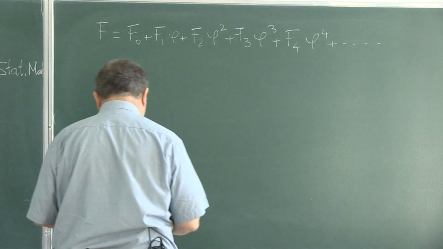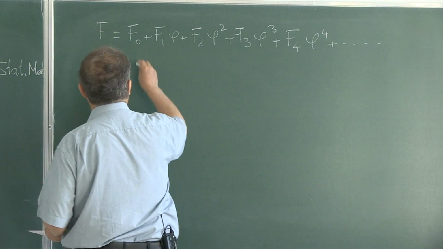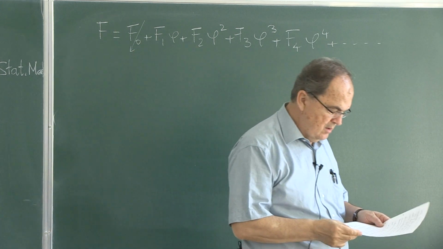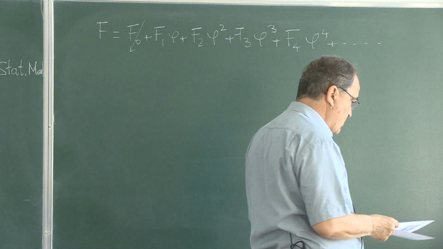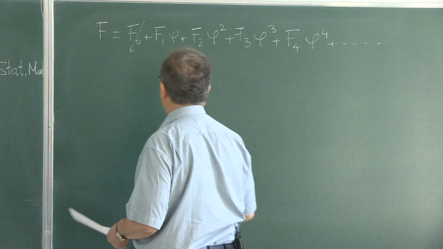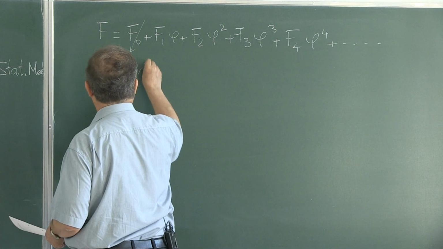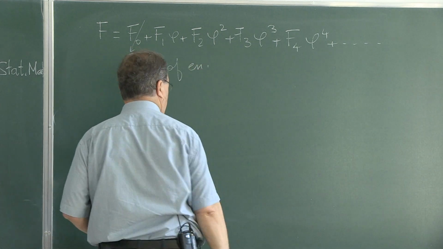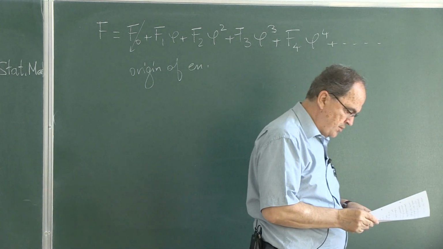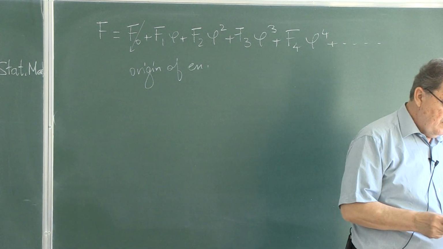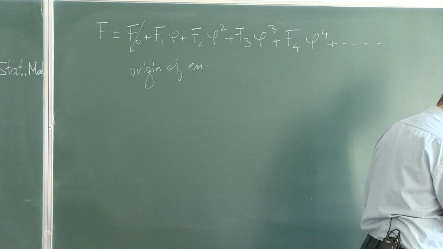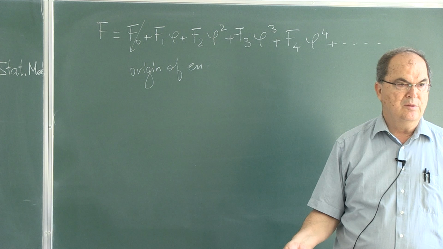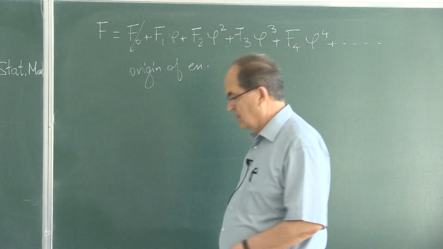So, well, this first term can be ignored. You can always change the energy scale. Origin of energy is arbitrary. You can choose it so that the first term is 0. And if you are trying to understand ferromagnetism, for example, the order parameter is magnetization, which is a vector. Okay?